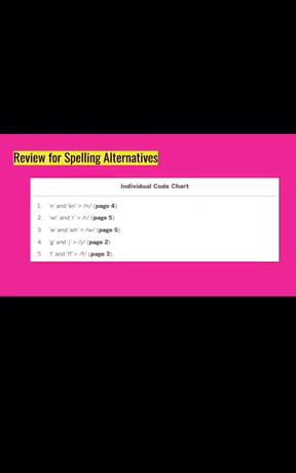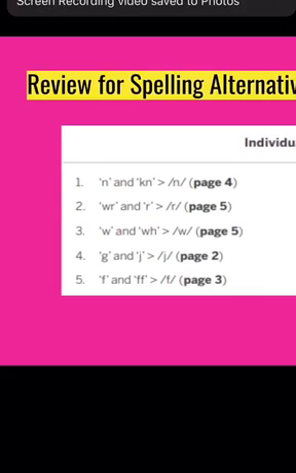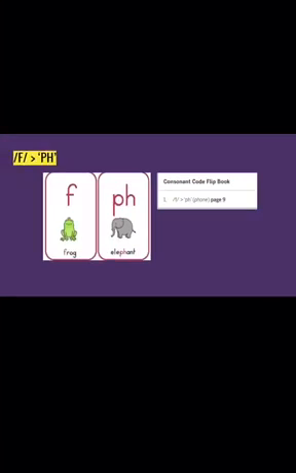Okay, here's the spelling alternatives that I was talking about. These are all actually in your spelling words. Okay, so you have N and KN. Those make the N sound. You also have WR and R making the R sound. W and WH making the W sound. G and J making the J sound. F and double F making the F sound. Okay, let's go ahead and get started. We have lots to cover.